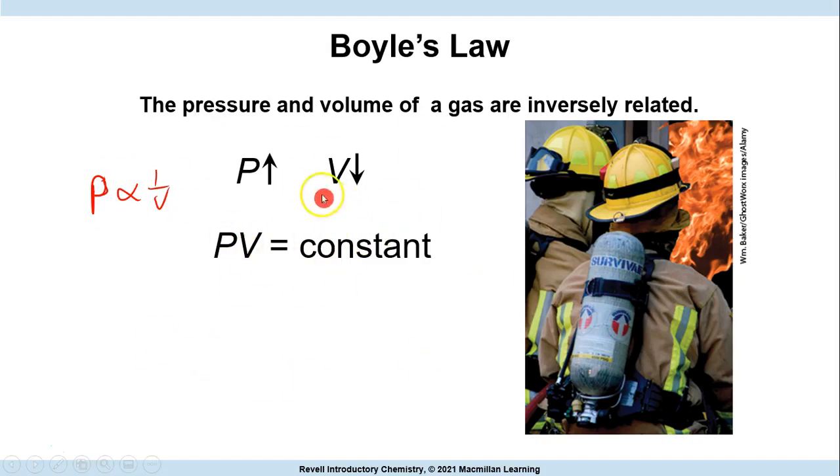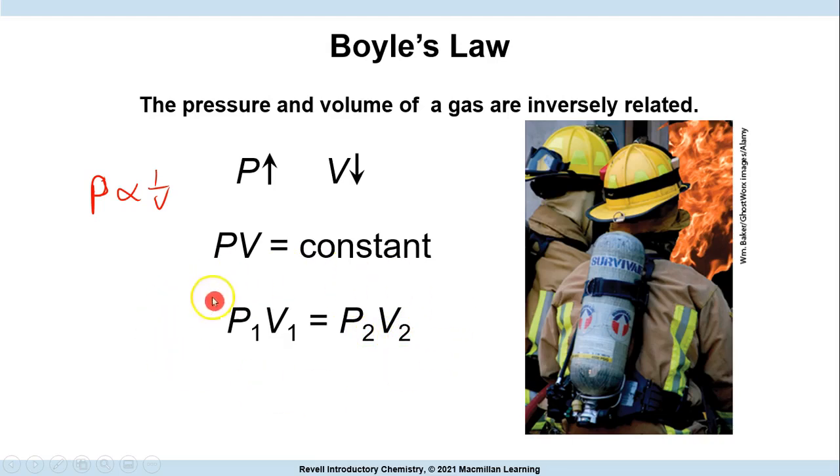Now, to demonstrate that as the pressure increases, the volume decreases. Here we have an oxygen tank that these firefighters are using. So the oxygen has been compressed, the gas has been compressed into this little tank, which means that the pressure inside the gas tank here is very high. Now, because PV is a constant, that means that P1 V1 will be equal to P2 V2.